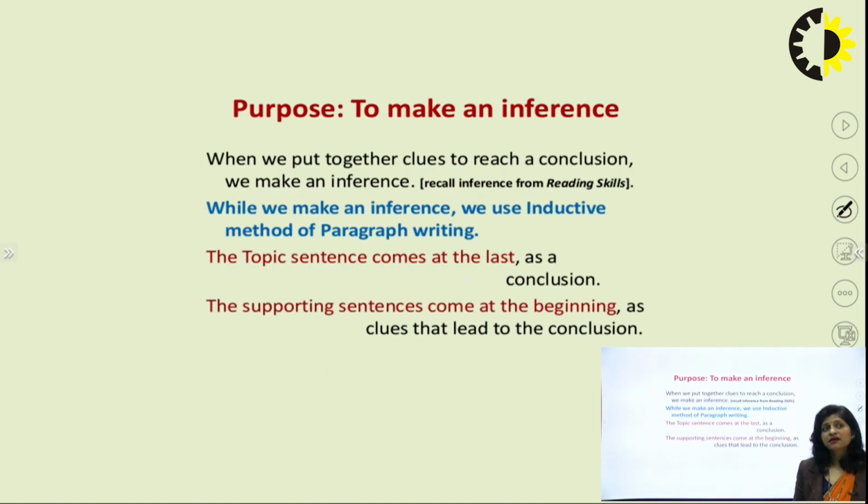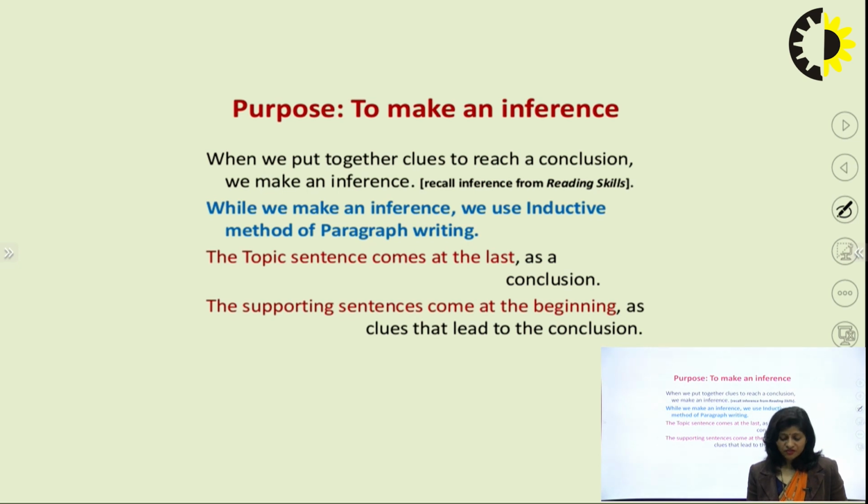Now next is the inductive method. Our purpose is to make an inference, to draw a conclusion. When we put together clues to reach a conclusion, we make an inference. While we make an inference, we use the inductive method of paragraph writing. The topic sentence comes last as a conclusion. The supporting sentences come at the beginning as clues that lead to the conclusion. So in the inductive method, we write the topic sentence at the end of the paragraph. We move from particular statements to a general statement.